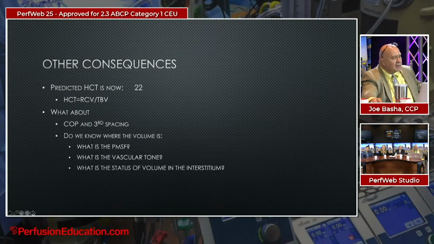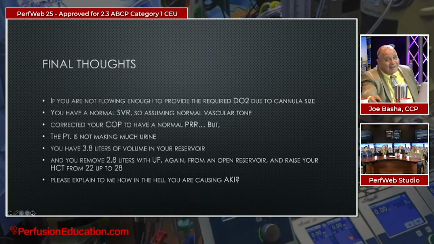Predicted crit is now 22, so I basically took the red cell volume, divided it by the new total blood volume, and got the predicted hematocrit. We don't know what the COP is because we don't measure it. We didn't run an albumin or anything on pump, which we probably need to. But do we know where the volume is? What is the PMSF? What is the vascular tone? What is the status of volume in the interstitium? Again, we really just don't know. There are ways to know, but it takes work and it takes changing how we do things. Next slide, please. And it's not really that hard.